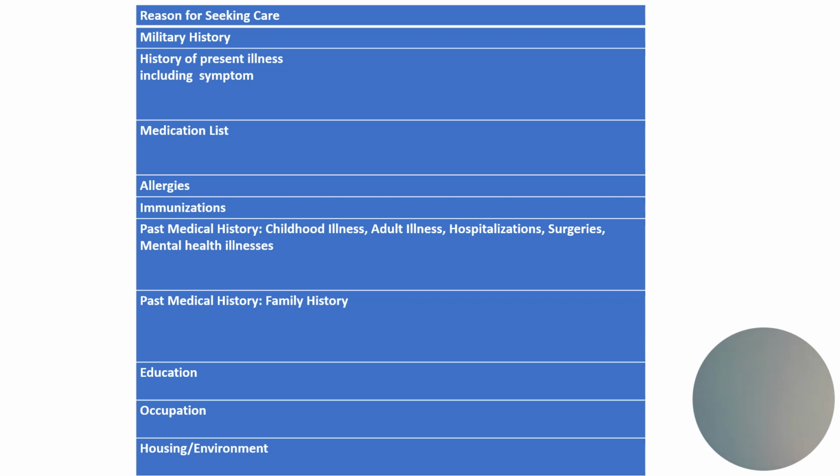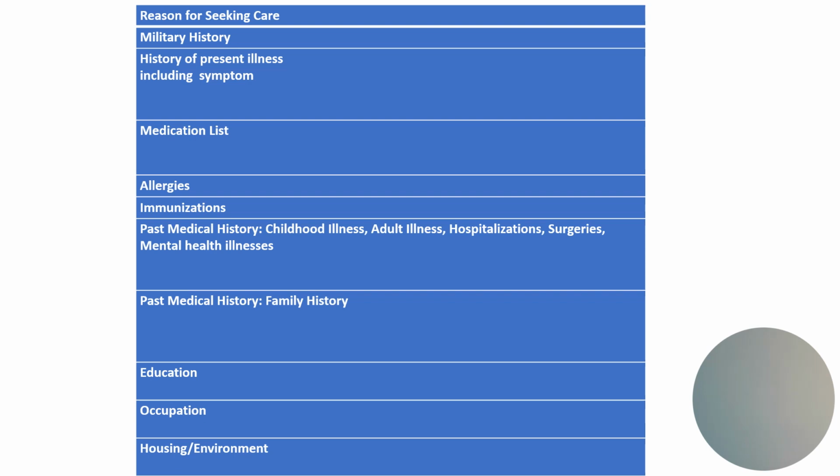How many years of education have they had? So, we can say +1 post-secondary. Secondary is high school. That would be college, 1 year of college, or do they have a bachelor's degree, an associate's degree, etc.? What type of occupation do they do? Their housing. We don't necessarily want to know where they live, but we want to determine, do they live in a safe environment?